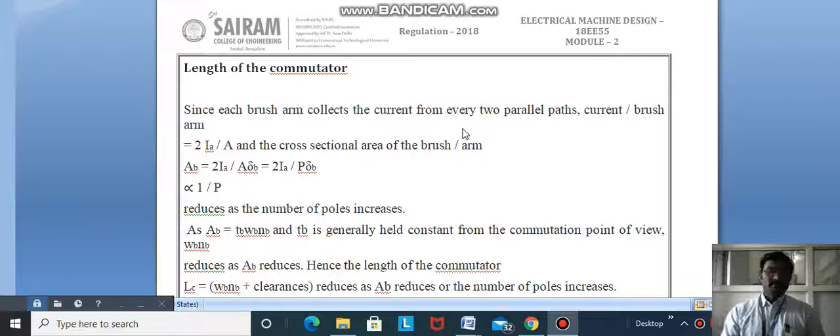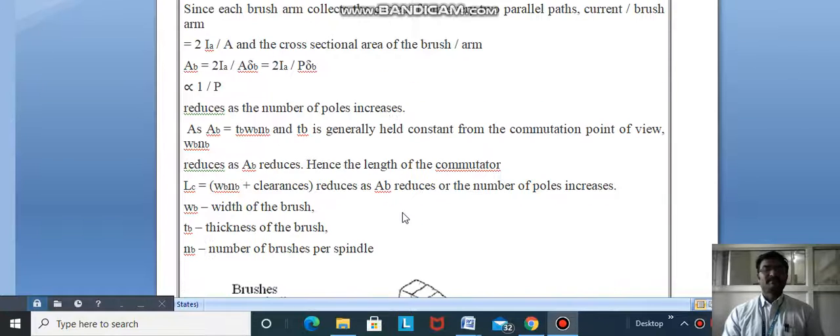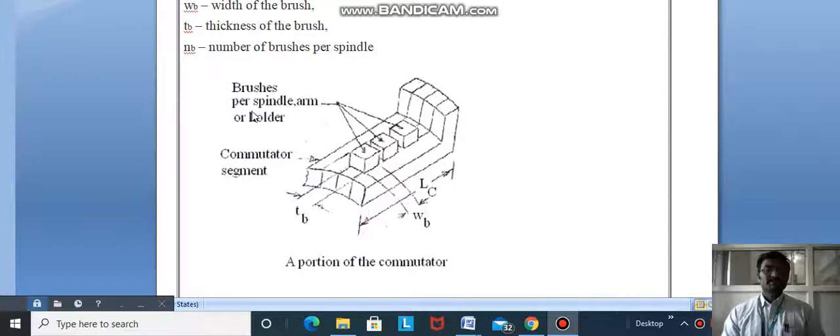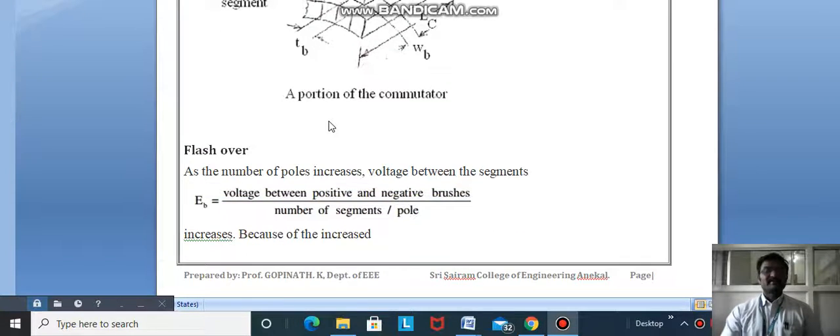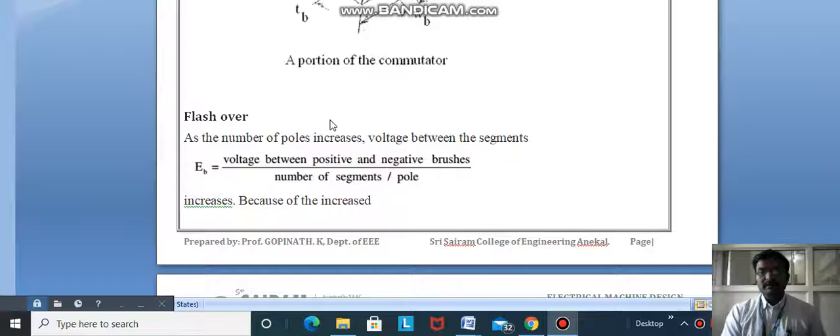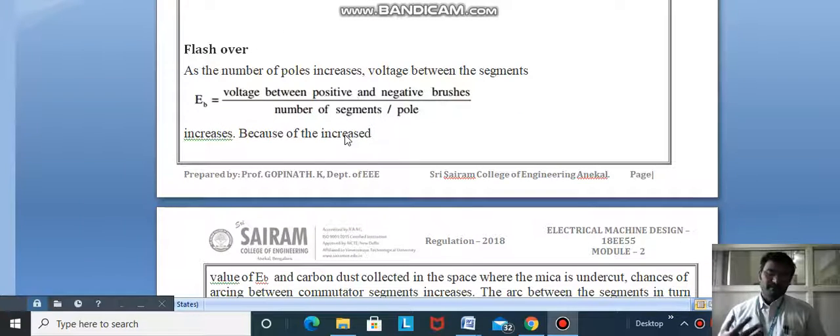Okay, so as the number of poles increases, the brush spindle, arm and commutator segments are more. Okay, flashover is a major one. When you go for a high number of poles, the poles are very near. Each pole, the north pole and south pole, are very near. So sparking may occur because high voltage and high current will be lost in those motors or generators. Sometimes the nearby parts will be affected.